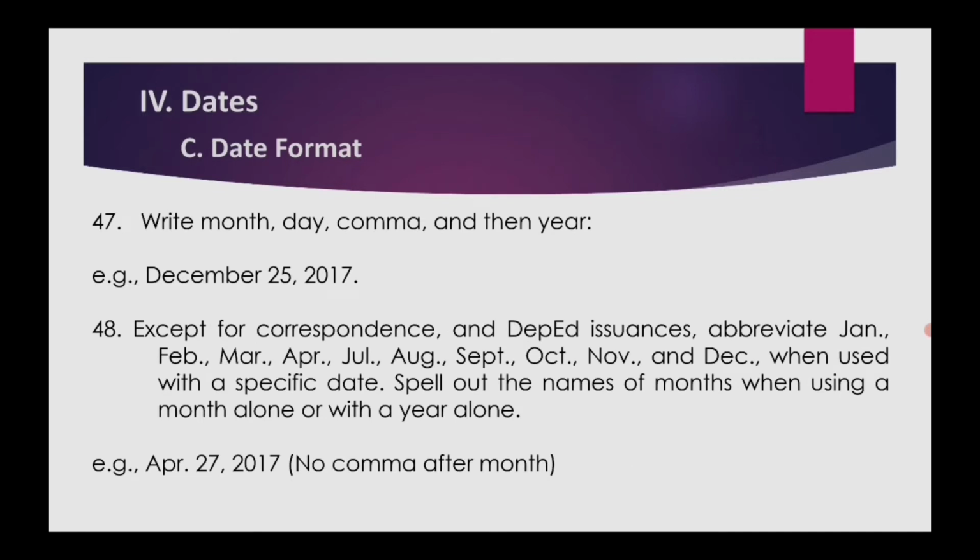Date format. Write month, day, comma, and then year. Example, December 25, 2017. Except for correspondence and DepEd issuances, abbreviate January, February, March, April, July, August, September, October, November, December, etc. when used with a specific date. Spell out the names of months when using a month alone or with a year alone. For example, April is abbreviated Apr. 27, 2017. So no comma after the month.